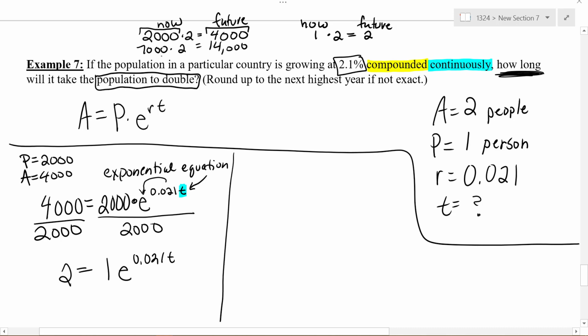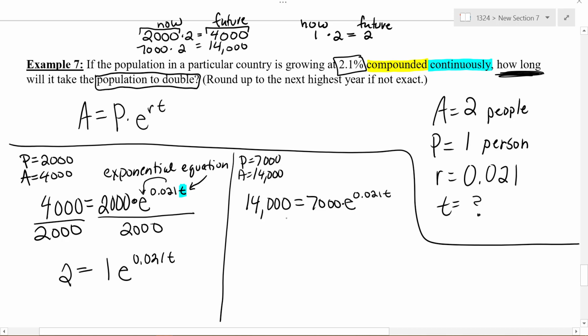Now what if you had used the 7,000 and the 14,000? So your present population, 7,000, your future population, 14,000, and let's apply the same problem. So our A value is 14,000, that's on the left side in our formula, is equal to the P value, which is 7,000, times e to the rt power.